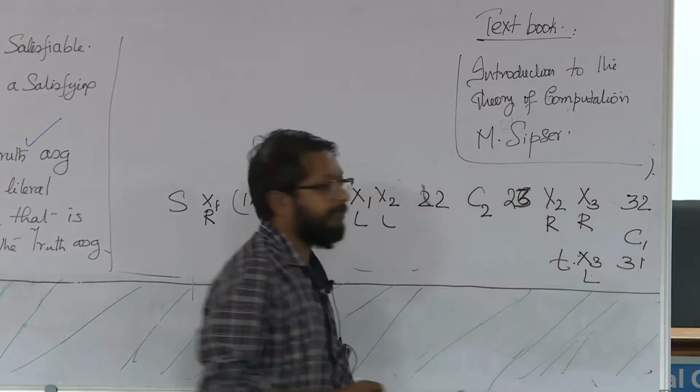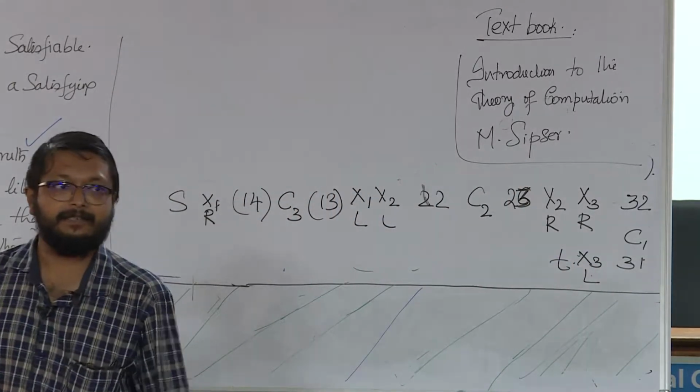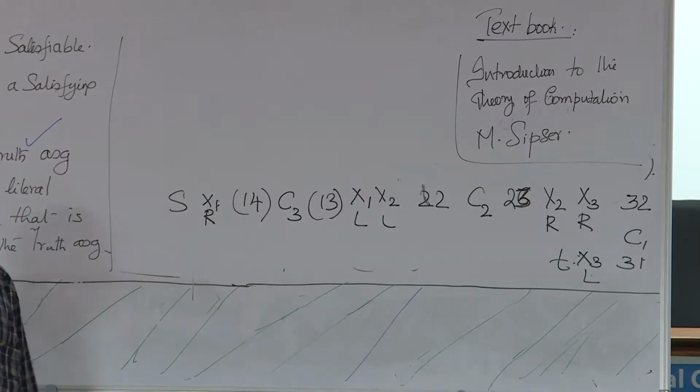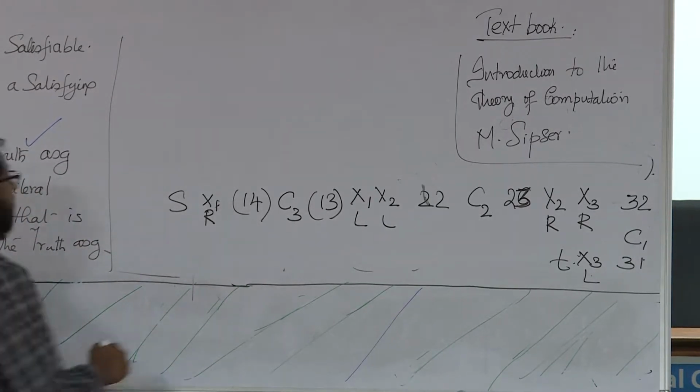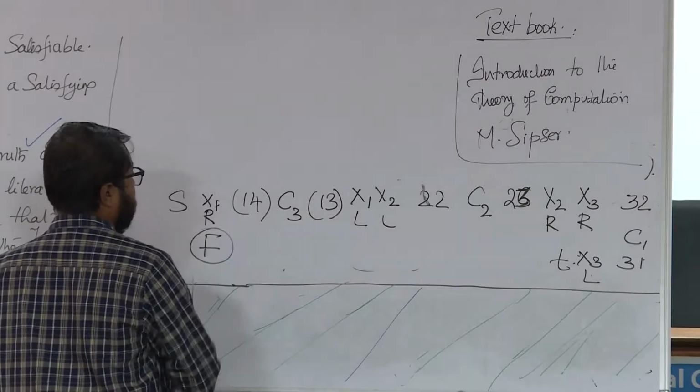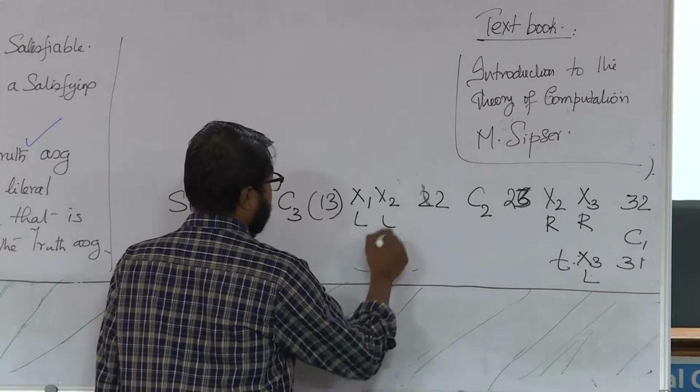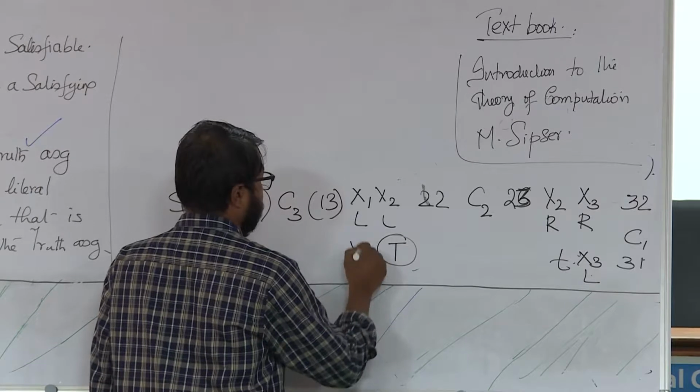So this is a directed Hamiltonian path in the graph. Now what is the truth assignment you get from this? You will get x1 right, so false for this. x2 is left, so this is true for x2.